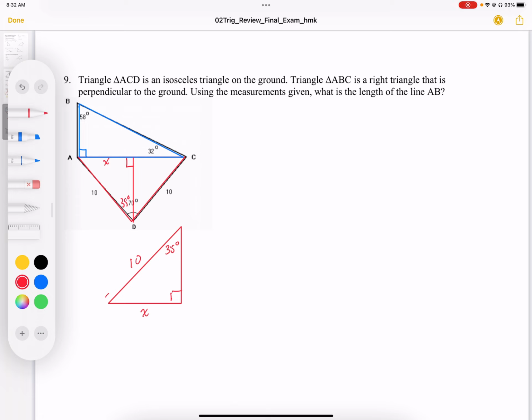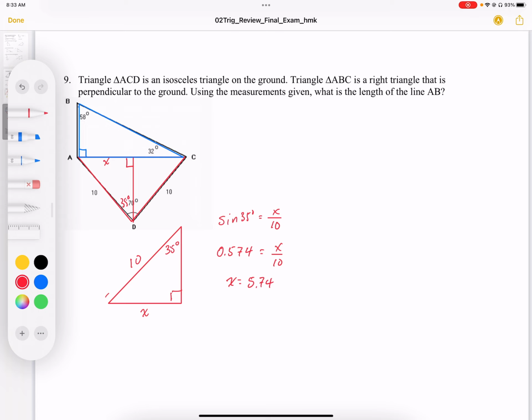So here we can use the opposite and hypotenuse sides. So we can say that sine of 35 degrees is equal to opposite over the hypotenuse. And so we can work out sine 35. Sine 35 on my calculator works out to be 0.5735, so I'm going to round that to 0.574. Okay, and then that's equal to x over 10. So x, we just multiply by 10, so we get 5.74.